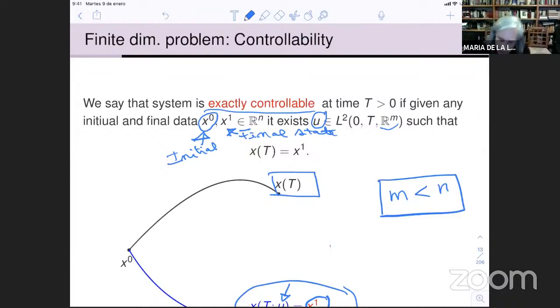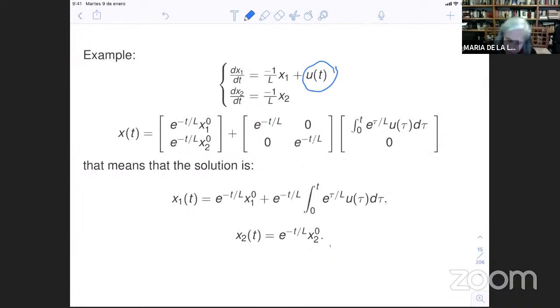So when I say that M is less than N, we have this matrix A, a matrix of dimension n times n, okay? So you have n equations, and when you introduce this u that is in Rm, you have m controls, okay? So what you want to do is to use fewer equations. The control acts in fewer equations, not in all the equations. Sometimes you have to use all the equations, but sometimes not. So in my example, I am only acting on the first equation.